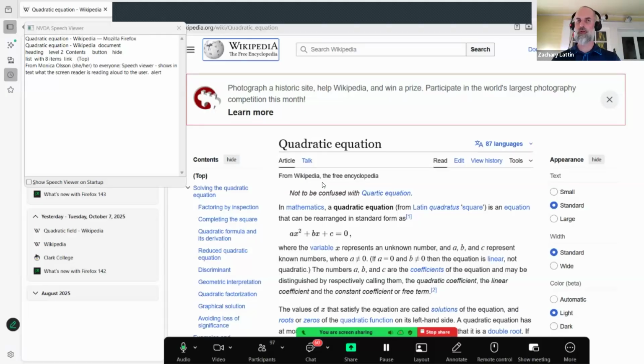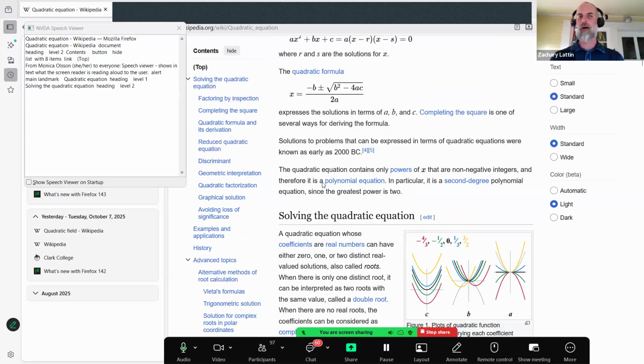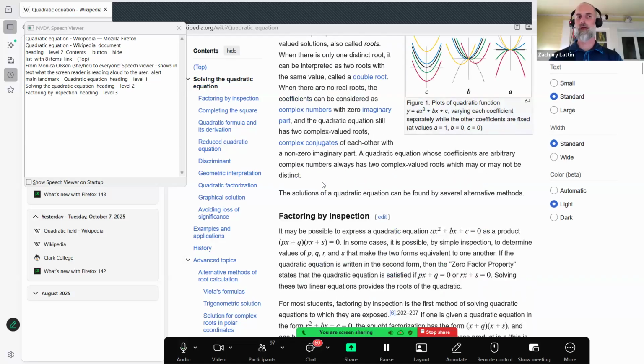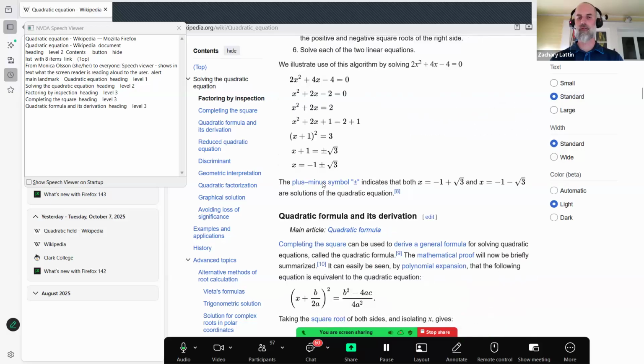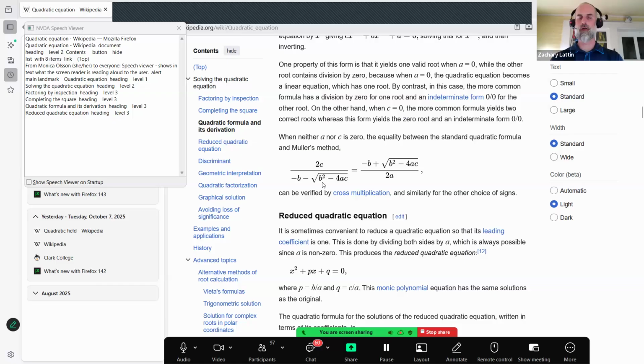So that's why it's important that that list structure is there, so that if I don't care about this list, I can skip right past it. Main landmark. Quadratic equation, heading level 1. And I get to another heading level 1. Solving the quadratic equation, factoring by inspection, heading. I can navigate this whole article by headings. Completing the square. Quadratic formula and its derivation, heading level 3. Reduced quadratic equation, heading level 3.